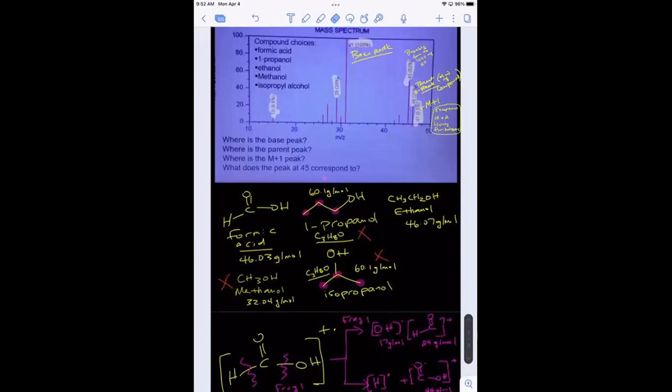I can't chop that any kind of way to get a fragment that's 31 grams per mole. What else is missing? The M+1. Well, M+1 is a given. You're always going to see that. So the 47 is always going to be there because that's not a fragment. That's just a different isotope. So the carbon in the carbonyl will be carbon 13 instead of carbon 12. What about 15? There's no way I can chop this up to get a fragment with a mass of 15 grams per mole.